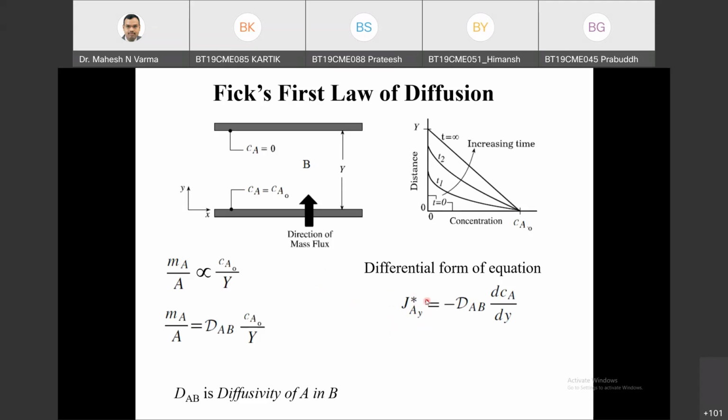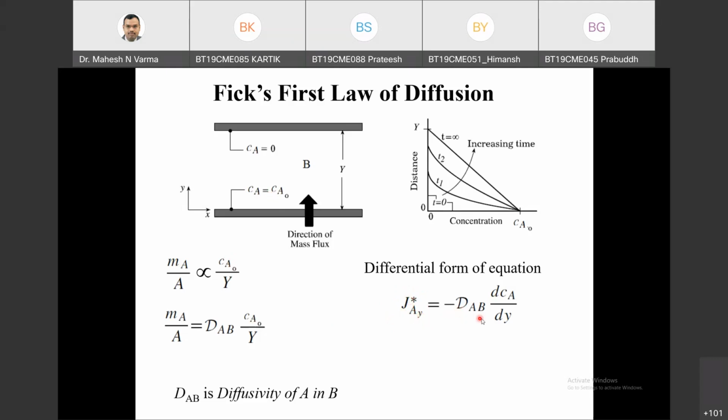This nomenclature is very important, in the sense that these are all standard nomenclature. For every term in this nomenclature, there is some meaning. Here J stands for flux, flux in mass transfer. This star stands for molar, so it is molar flux. A stands for the component whose flux I am discussing, and Y stands for the direction of flux. So this is the mass flux in molar form, because Ca0 is molar form. A is a component, Y is a direction.